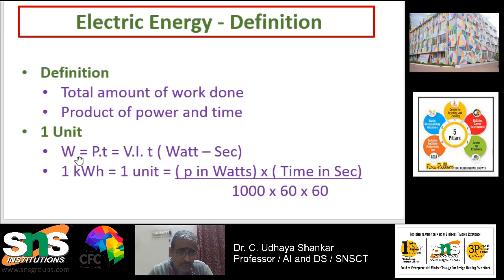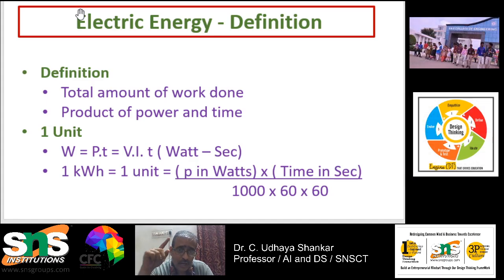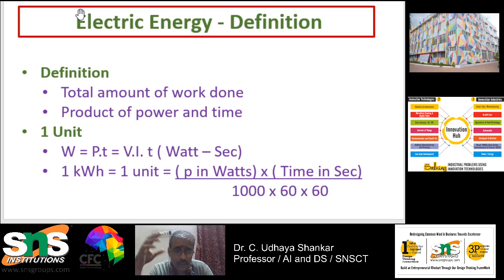Okay, so now let us discuss in detail what is electrical energy. See, electrical energy is the total amount of work done, and hence it is the product of power and time. That is, W equal to P into T, and P can be written as V into I. So it is VIT, or P equal to I square R. So you can write it as I square RT. You can write any formula.